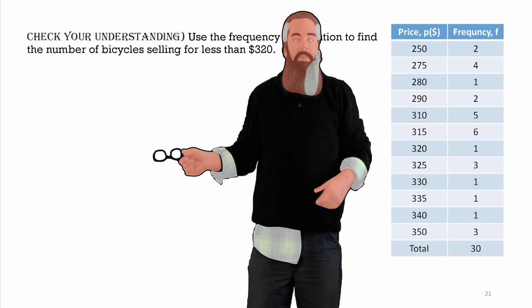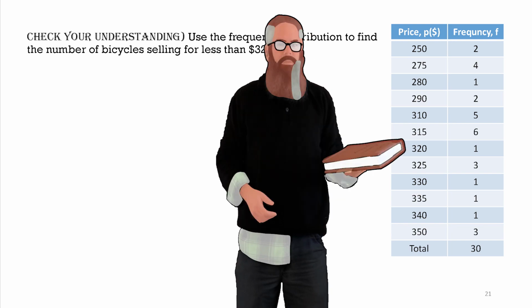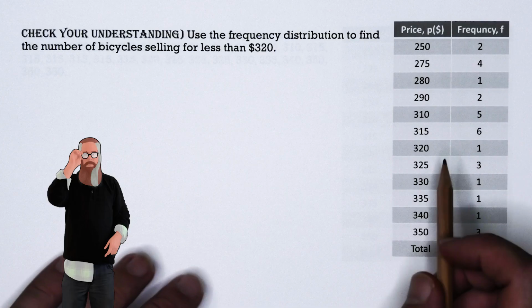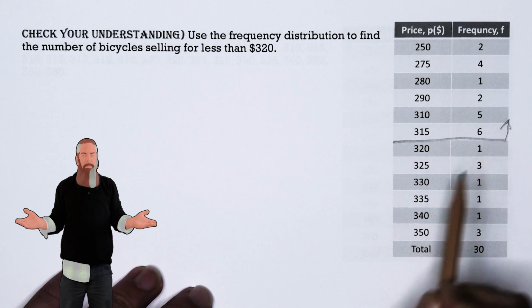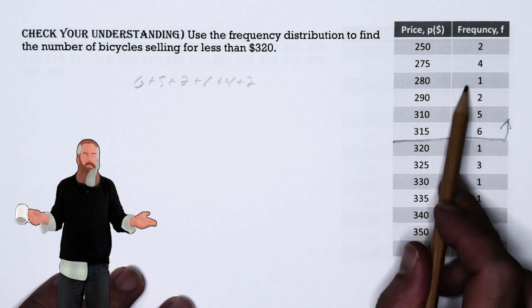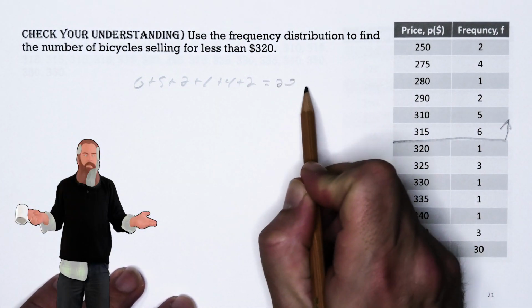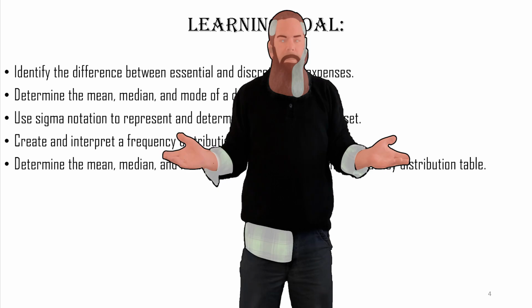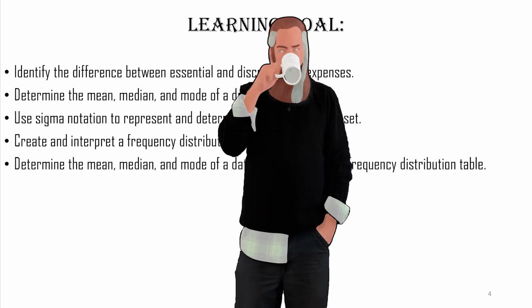Let's check your understanding and use this frequency distribution to find the number of bikes selling for less than $320. Now, less than 320 means we are not including the 320 number. This means we're going to add up the 6, 5, 2, 1, 4, and 2 to get 20 bikes.